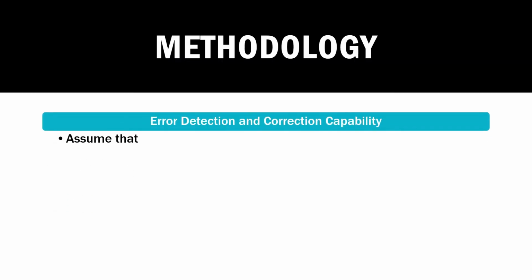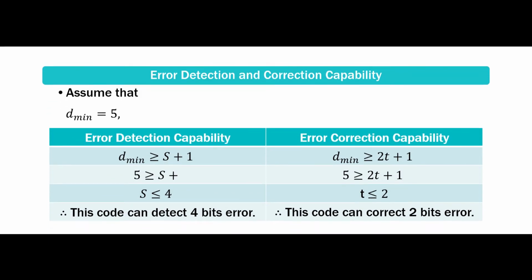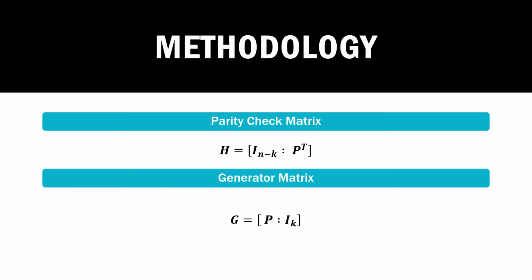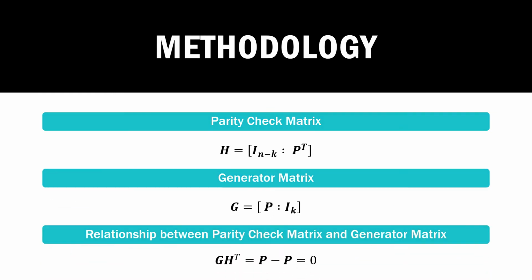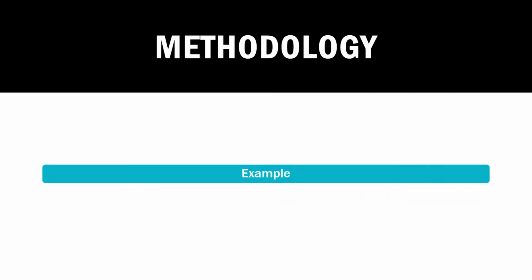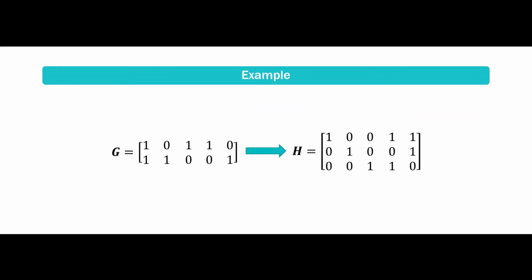Okay. Move to the error detection and correction capability. So, assume that d minimum is equal to 5 and the result is as the figure shows. And for the parity check matrix and the generator matrix, also the relationship between both of them, as the figure shows. As an example, as the figure shows, we can transform the generator matrix into a parity check matrix.